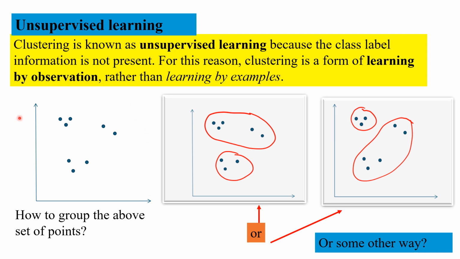Now see, for example, we have a set of points here. So how do we group them? Do we group them in this fashion as in the first picture or in the second one? Or is there some other way? These are the basic questions we would be addressing.